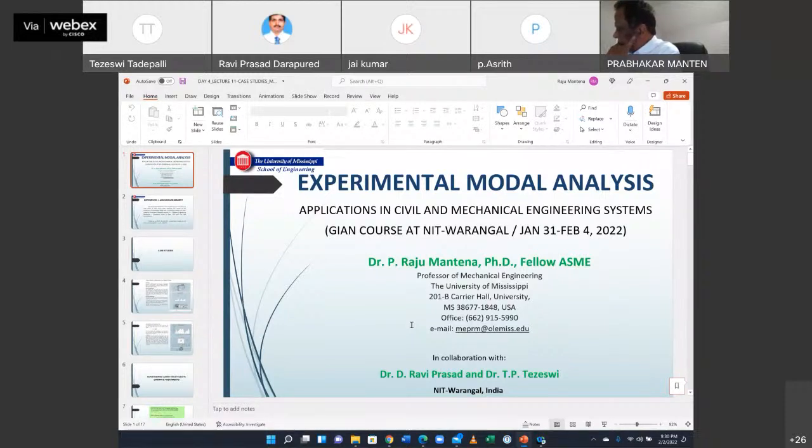Sir, what is the difference between the curvature mode shape and operating deflection shape? Between what modes? Curvature mode shape and operating deflection mode shape. I'm not sure what you mean by curvature mode shape. I never talked about curvature. There's nothing called a curvature mode shape. But I read many papers which mention that for structural health monitoring, the curvature mode shape is very important. So I don't know what the curvature mode shape is. I'm not sure about that.